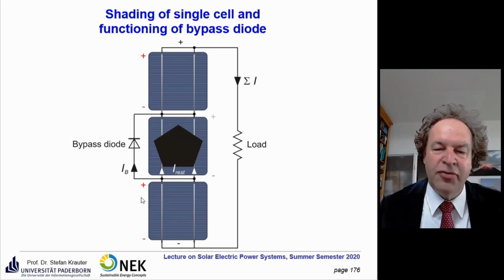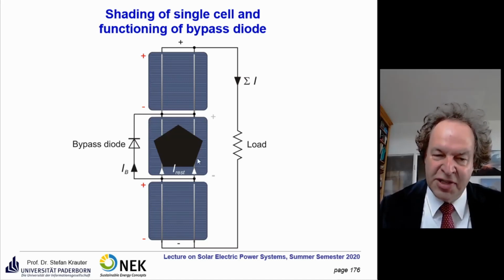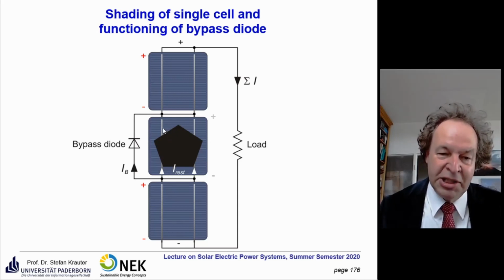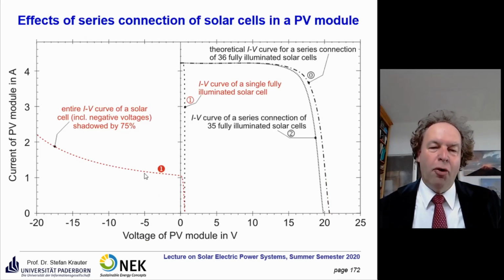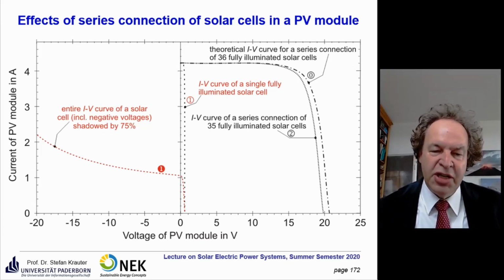And therefore, we have to consider on the IV curve of the solar cell not only the positive part, but also the negative part. Here it's indicated, plus, minus, and plus here. And that's considered in the pictures before here. So here we have to consider also the negative part. And what happens if we put all the IV curves together?